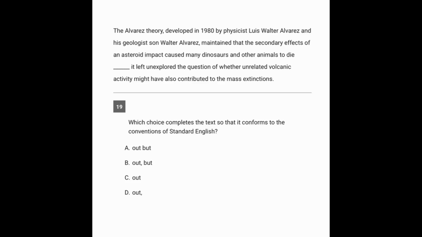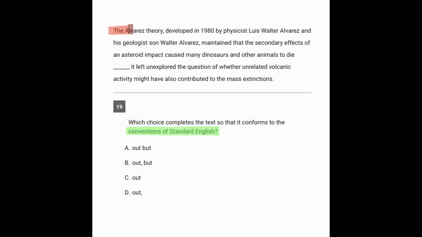Now going over to question 19, we always start with the prompt, and here the prompt is telling us that this is a grammar question. In particular, it's a question about joining two independent clauses. You have two things that could each be their own sentence.